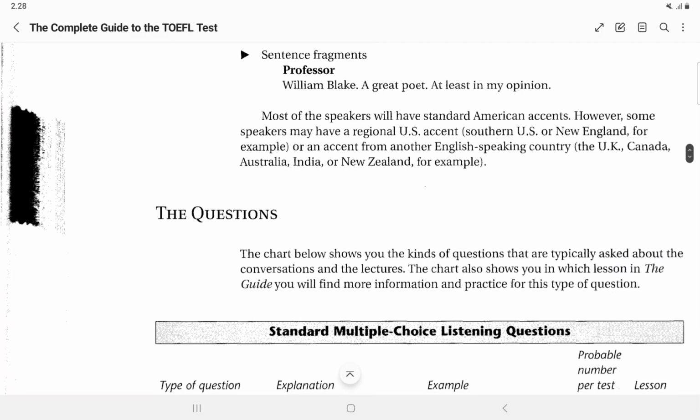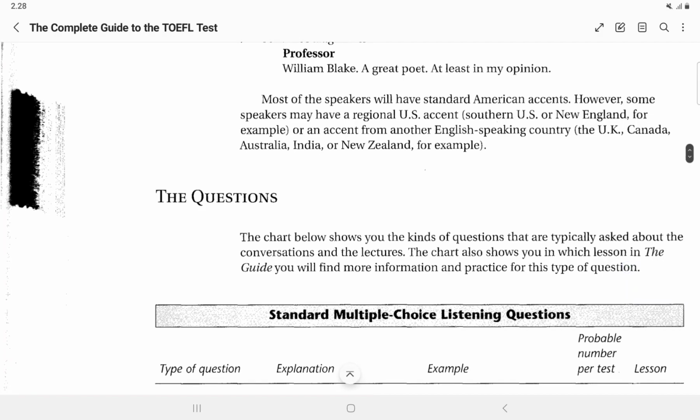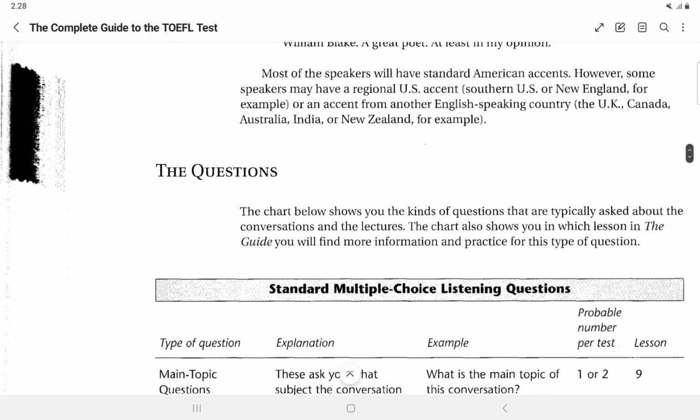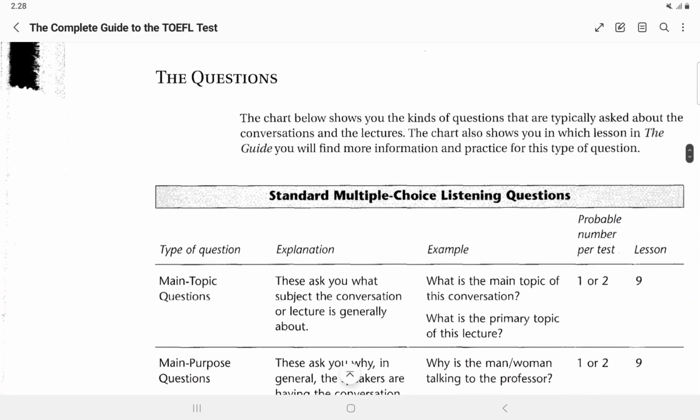Most of the speakers will have standard American accents. However, some speakers may have a regional US accent, Southern US or New England, for example, or an accent from another English-speaking country, the UK, Canada, Australia, India, or New Zealand, for example.